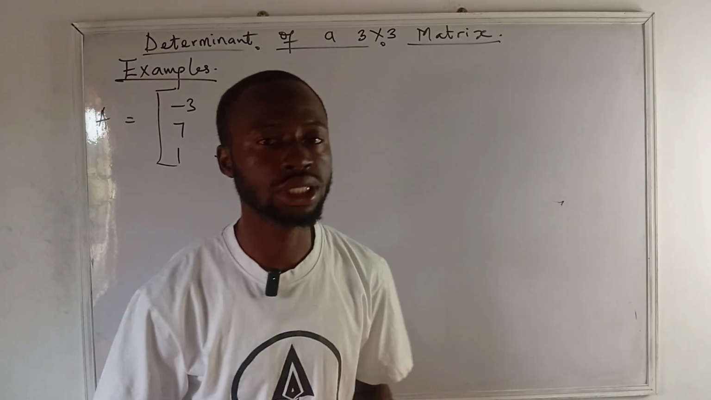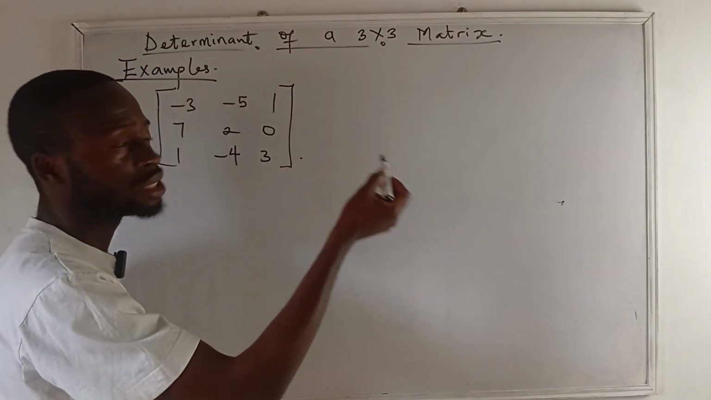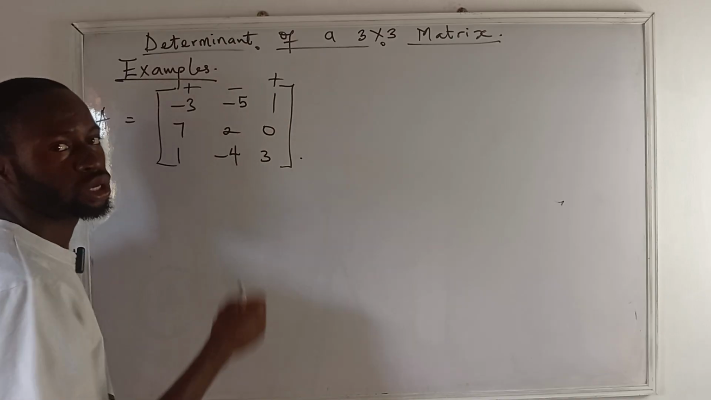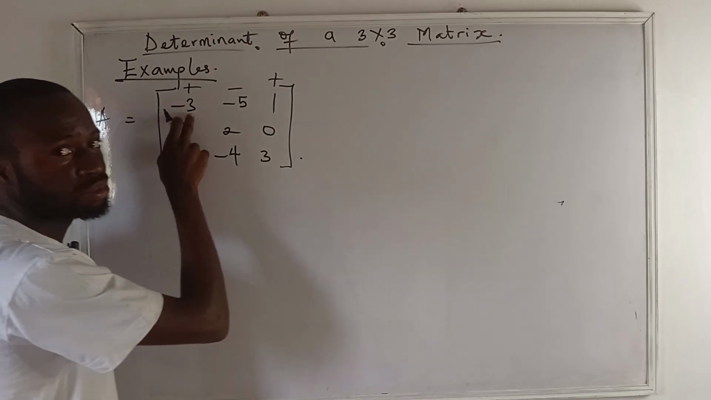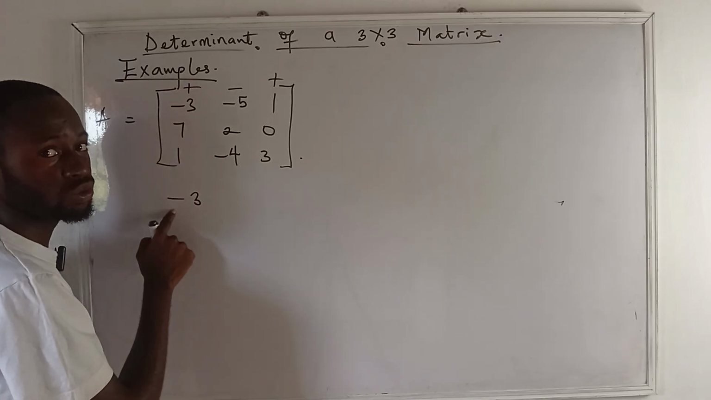First thing that we need to do is write out the signs. So, on row 1, you just quickly write out the signs plus, minus, plus. Then you pick the first element in row 1, that's minus 3. That's plus times minus, which will still give us minus.